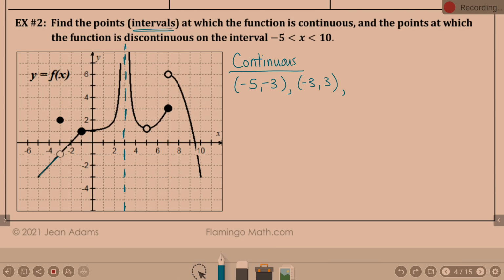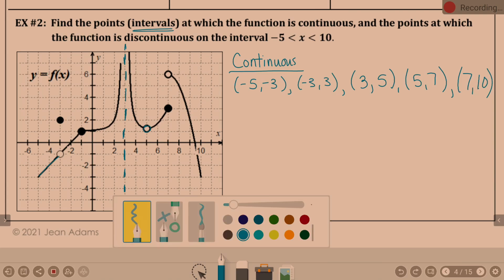Okay? Next interval. 3 to 5, because it's from asymptote to where? To that hole. Okay, now what? 5 to 7. 5 to 7. And then 7 to 10. There's no arrow, so we're not going to go past 10. We're just going to say 7 to 10.